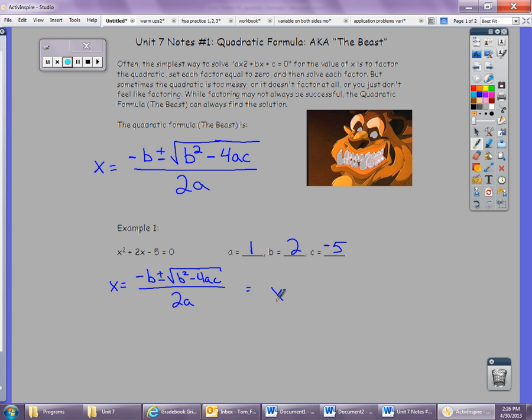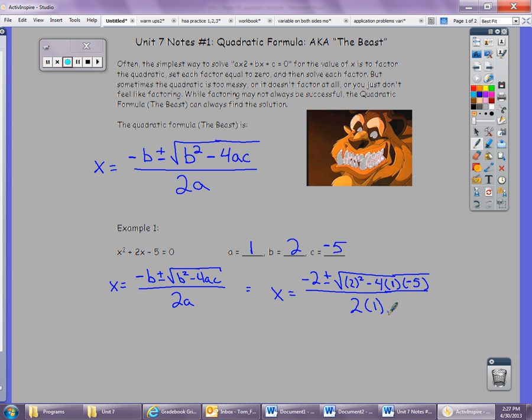So we have x equals negative b, which is going to be negative 2, plus or minus the square root of b squared, so we're going to get 2 squared. Now I'm going to get in the habit of putting this inside of parentheses, so that when it's a negative, I always put it inside of parentheses. Minus 4 times a times c, all divided by 2a.